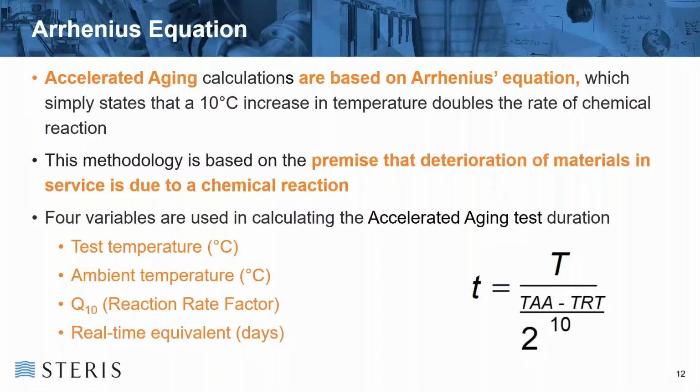This is based on the premise of deterioration of materials and services due to chemical reactions and kinetic energy within the actual product itself. There are 4 variables that are used when calculating the accelerated aging. The first is temperature, that's the accelerated temperature, and the ambient temperature that you use. Typically, that's a conservative value of 25 degrees as stated within the ASTM standard, but you can have other values, which we'll look at shortly as well, and I'll give you some reasons why.